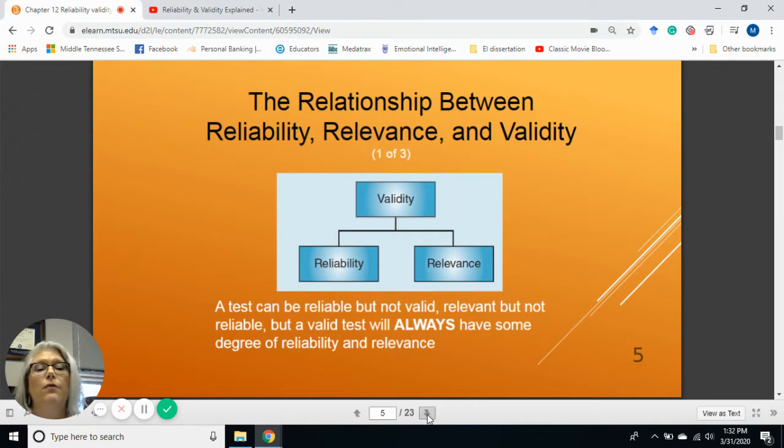The relationship between validity, reliability, and relevance. So a test can be reliable and relevant. A test can be reliable but not valid, relevant but not reliable, but a valid test will always have some degree of reliability and relevance. I'm going to show you a video so that we can understand these concepts better.